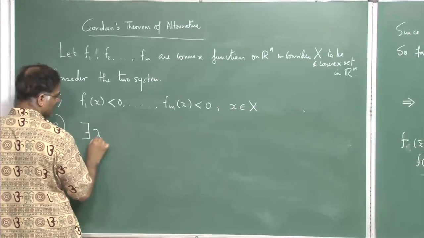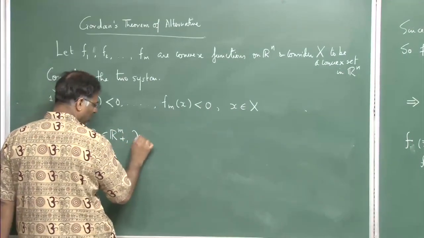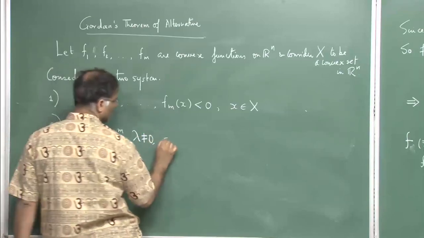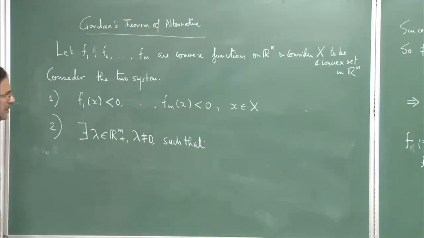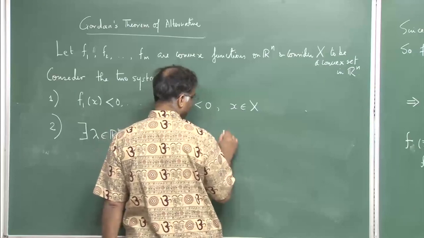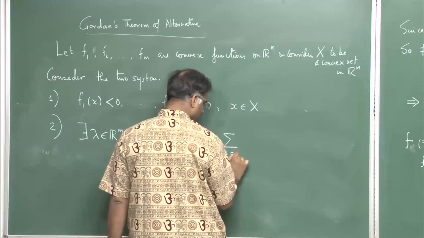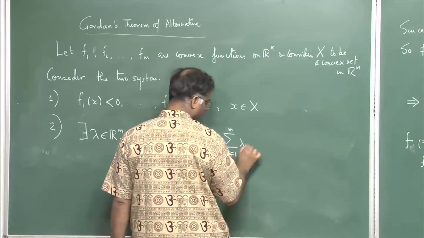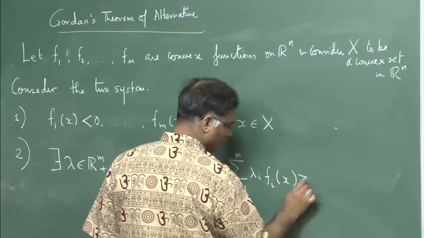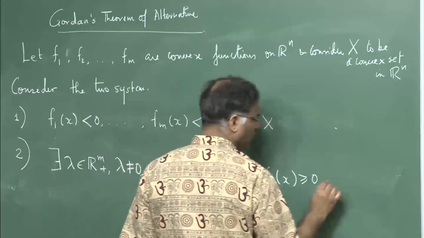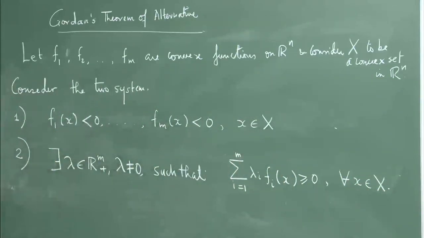There would exist a lambda, an element of R^m plus, with lambda not equal to the 0 vector, such that this quantity is greater than or equal to 0 for all x in capital X. This is Gordon's theorem of the alternative.